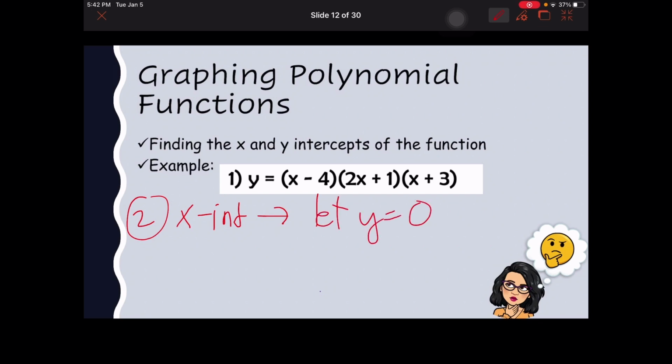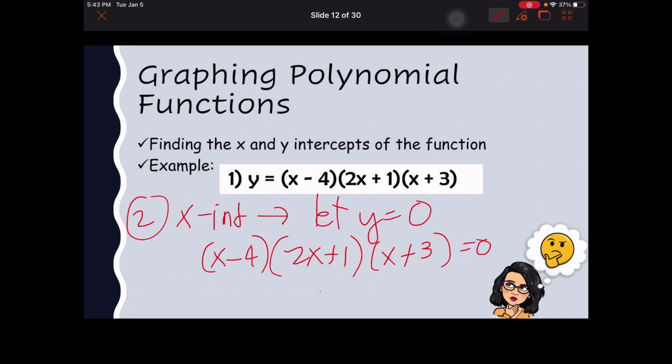At kapag ginawa po natin yan, anong mangyayari sa ating equation? (x - 4)(2x + 1)(x + 3) = 0. Looks familiar, di ba? That's because yan po yung lesson natin previously, which is finding the roots of our polynomial equation. So, ang gagawin lang po natin, gagamitan natin ito ng zero product property.